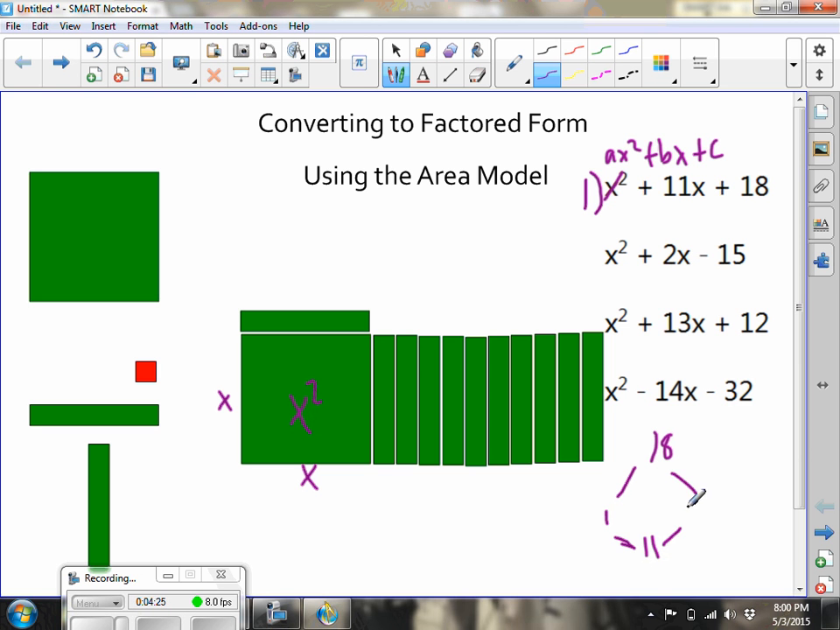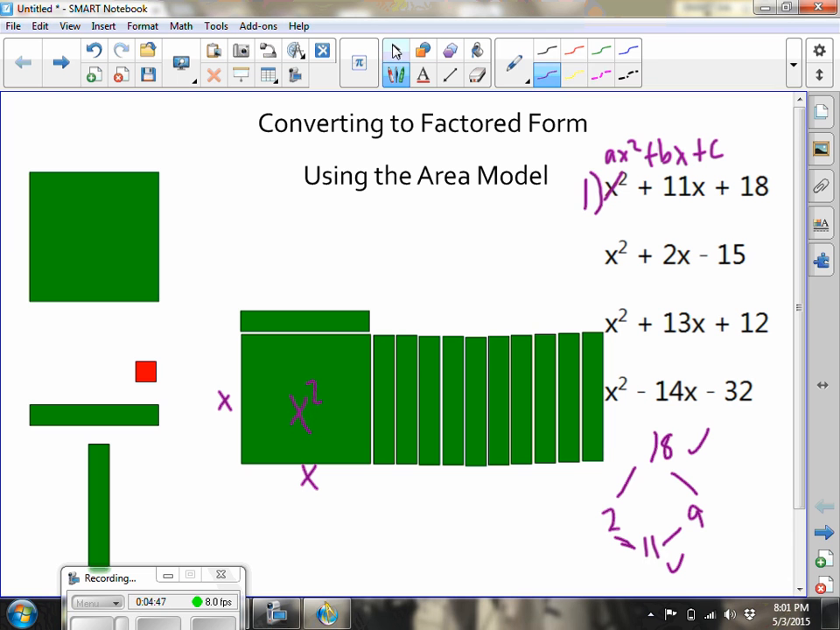1 and 18. If I multiply, I get 18. If I add, I get 19, not 11. So that doesn't work. 2 and 9. If I multiply, do I get 18? Yes. If I add, do I get 11? Ding, ding, ding, that's it.